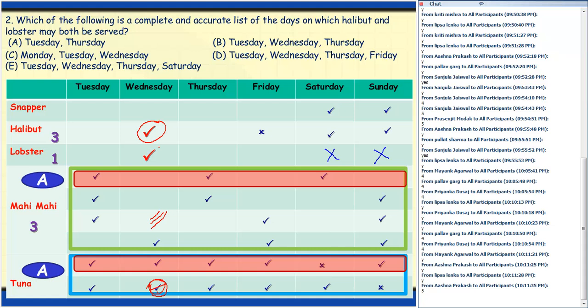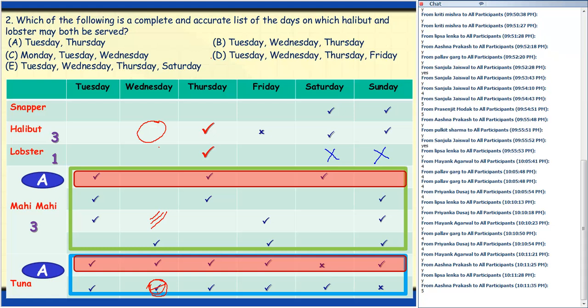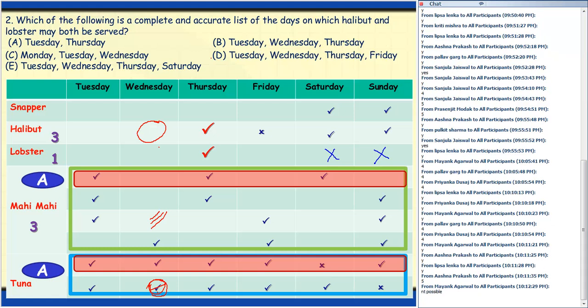So Wednesday is possibility. Now let's check for Thursday here. So if I check for Thursday, tuna, halibut and lobster Thursday, Tuesday and Thursday. Thursday को possible है? Yes, possible है. Just here. Halibut and lobster both are possible on Thursday also. One item, दूसरा item, take this particular case और ये वाला. तो 3 आइटम से ज्यादा नहीं हो रही है. So that is also possible.